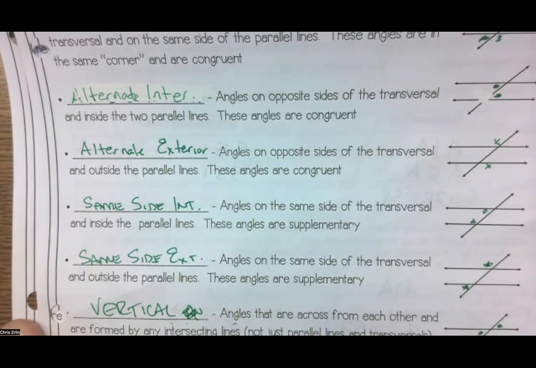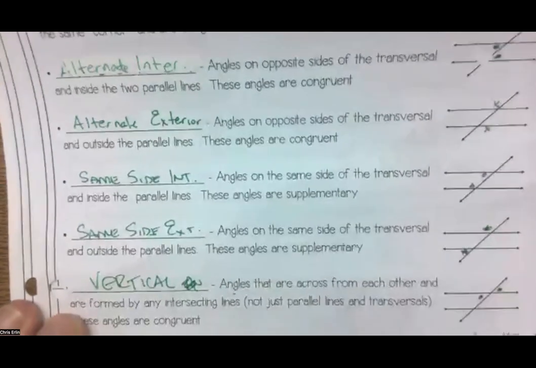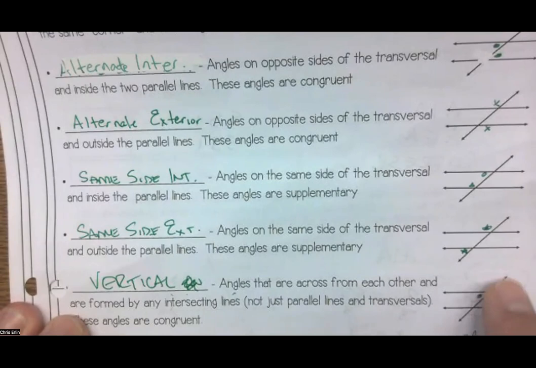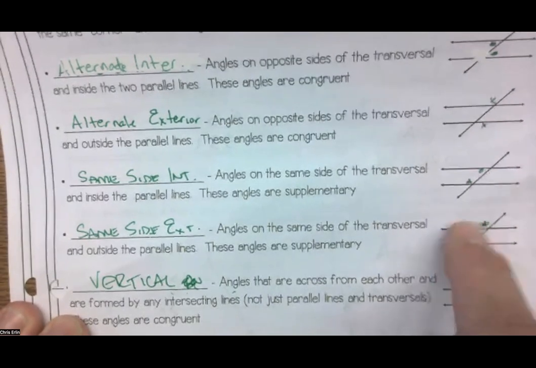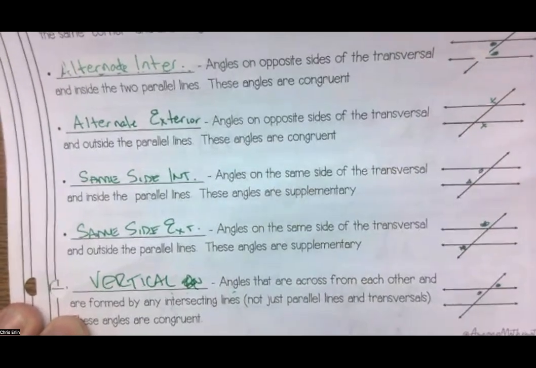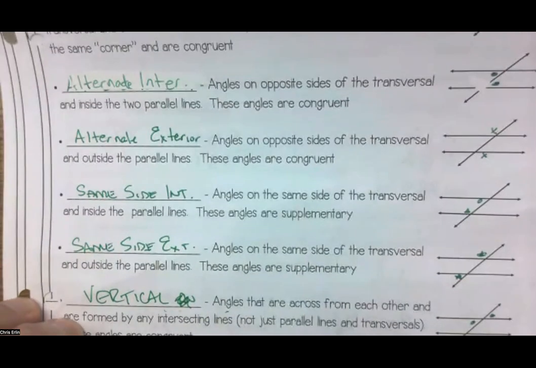Any contentions or questions or challenges? Vertical. Because it said that they're opposite each other from any intersecting. So we're not talking one from the North Shore, one from the South Shore, as is true of all the rest of these. Any questions?